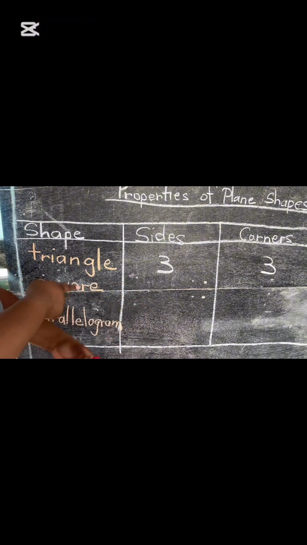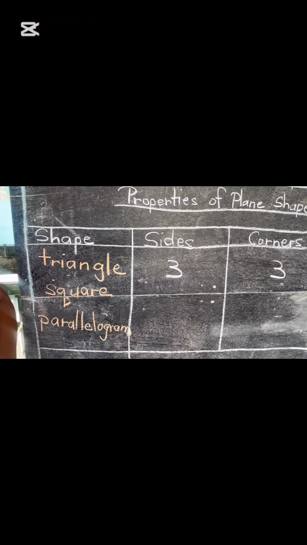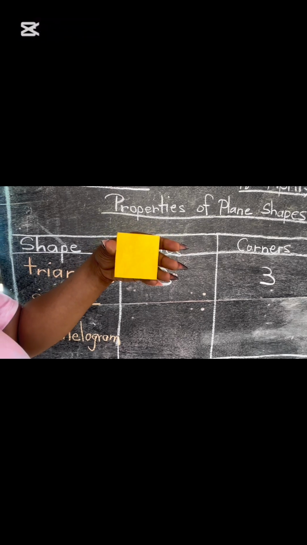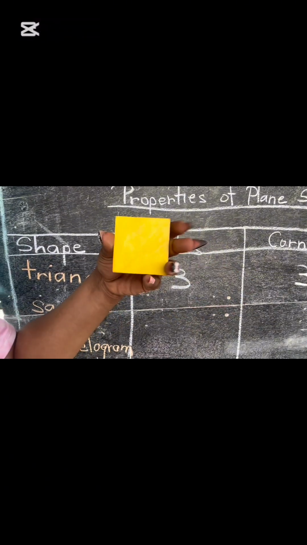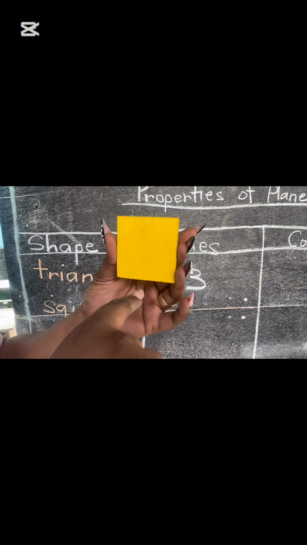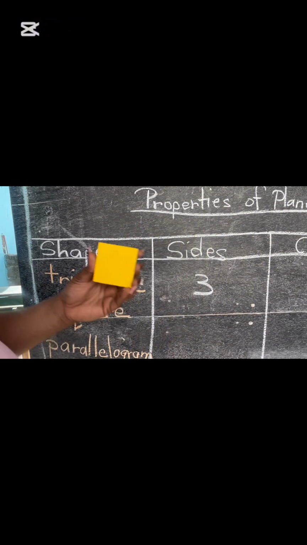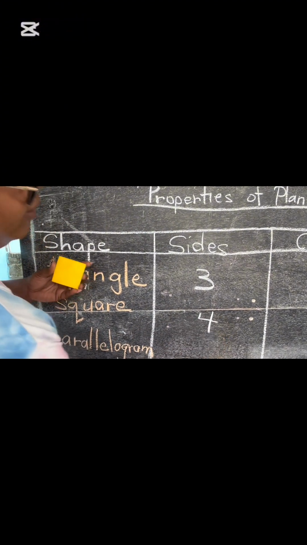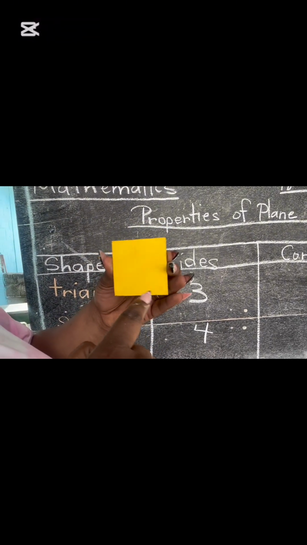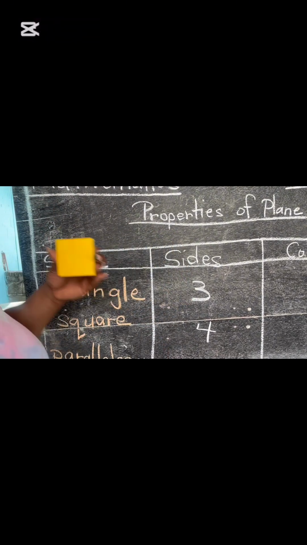The next shape that we have is a square. Now let's look at the square. Let's count how many sides the square has. 1, 2, 3, 4 sides. And now let's count the corners. 1, 2, 3, 4 corners.